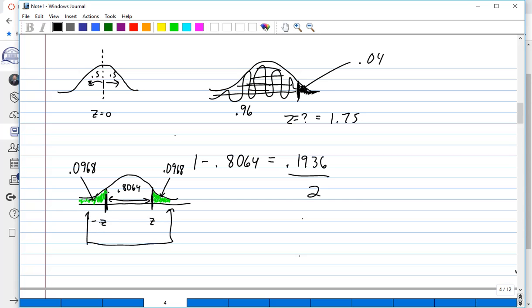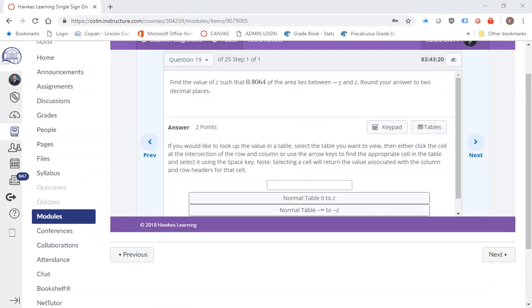So I'm looking for an area. If I can find an area in the table close to 0.0968, then that's going to be this negative z. All right, so 0.0968 is what I'm looking for in my table. Now let me show you.